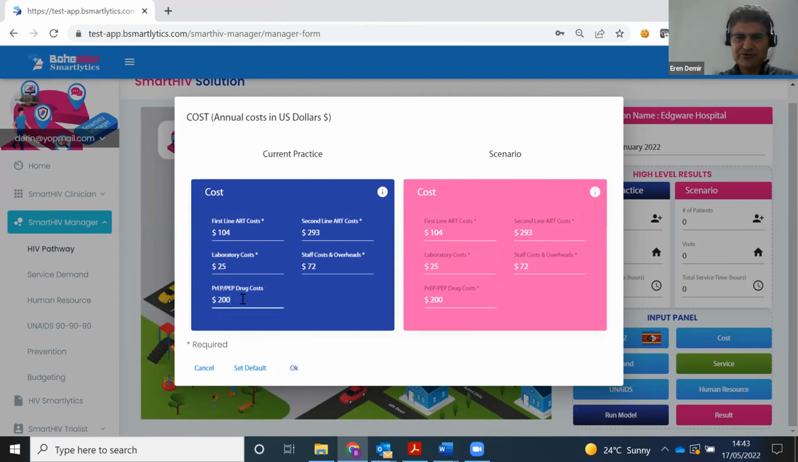Do you have a PrEP-PEP cost at the back of your mind? It says it's 200, but I'm sure it's much less than this. Yeah, probably per person per year, maybe I don't know, around $50. That's it, $50. That's what we had for Nigeria the other day. Okay.